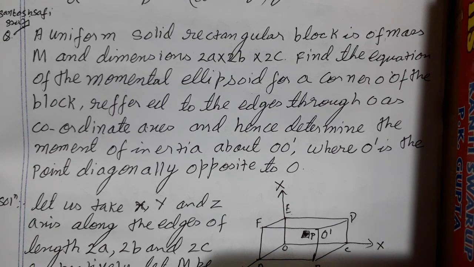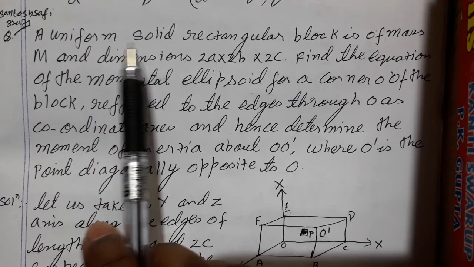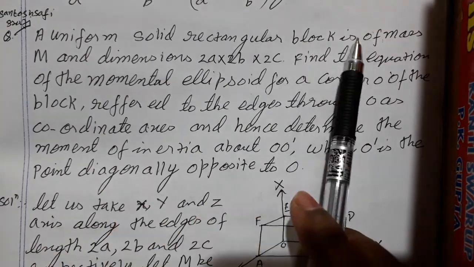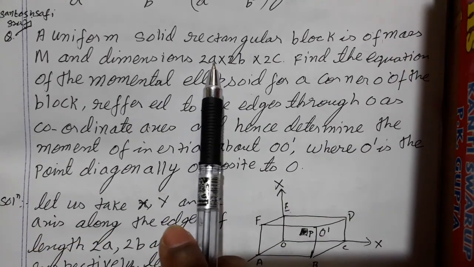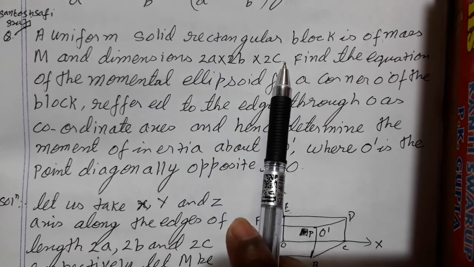This is a question related to finding the momental ellipsoid. This question is very important from the exam point of view also. In this question, we are taking a uniform solid rectangular block of mass m and dimensions: length 2a, breadth 2b, and height 2c.